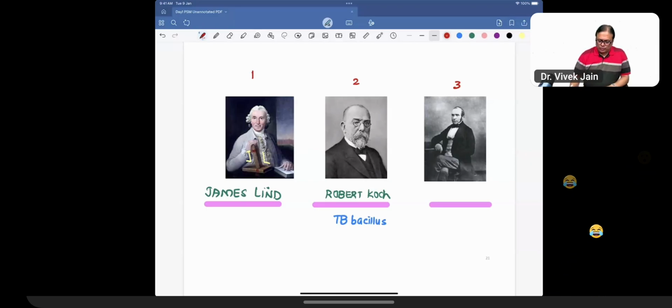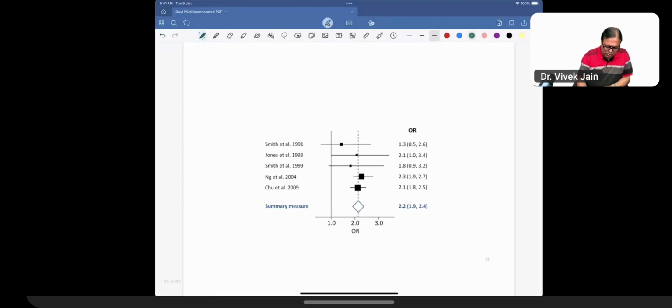Okay, good. Who is number 3? Number 3. John Snow. Contribution of John Snow we have already discussed, right? Okay, let's go further. What is this diagram known as? This is forest plot. Now, what does forest plot do? See, they cannot ask you to calculate anything from forest plot. They will ask you where it is used, what is the use, what are the components, what is your interpretation.